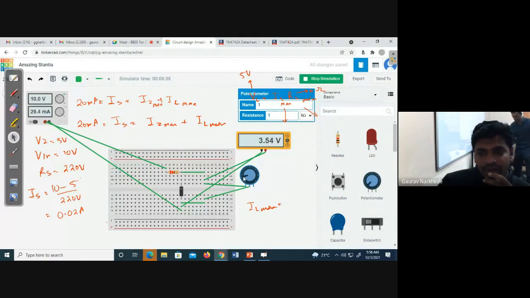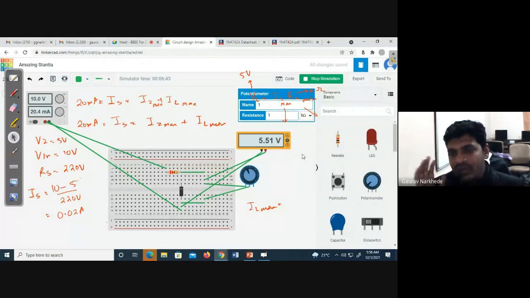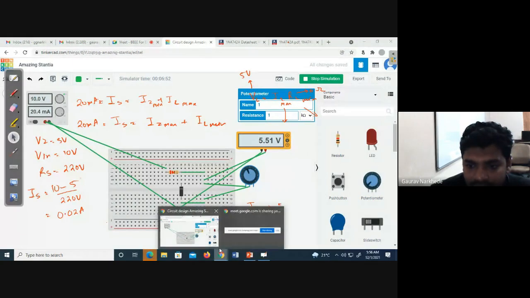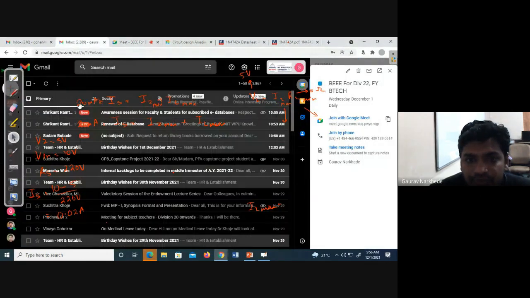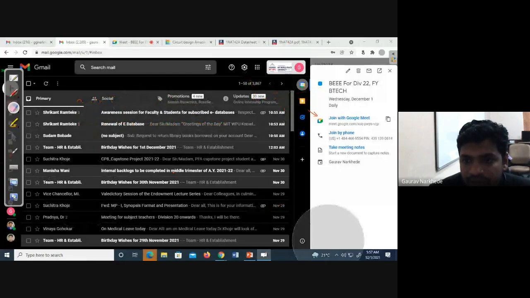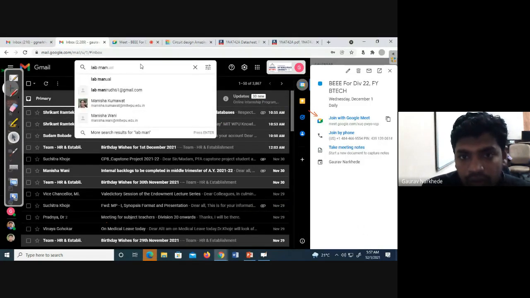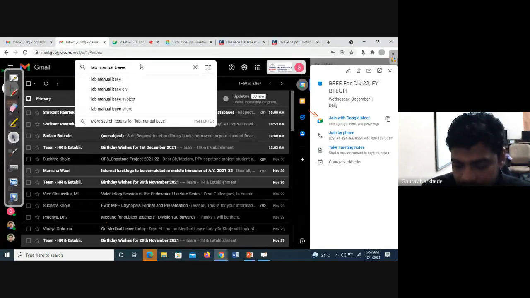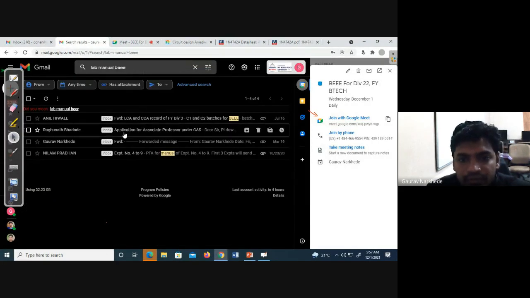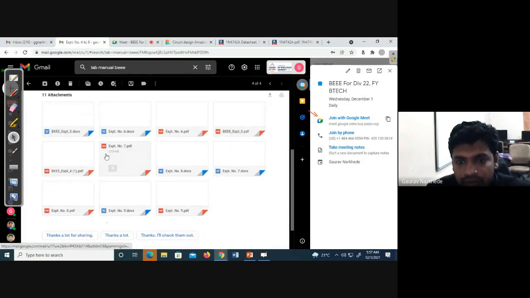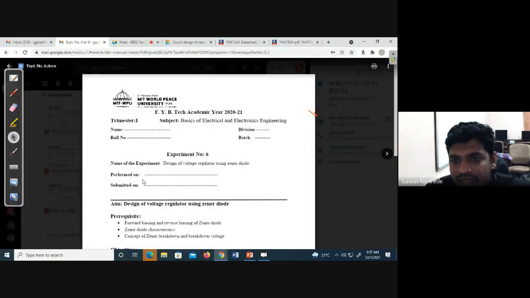Okay, so anyway, this is one point, right? The values we will discuss in our lab. Or let us complete it now only, not an issue. I'll just rub this values. So this is your experiment number 6, regulator.